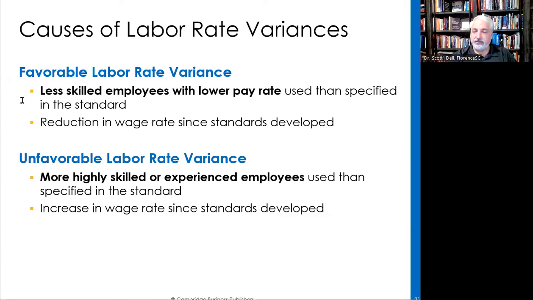Okay, so that's natural. We're going to pay a lower wage, or there's a reduction in the wage rates since the standards were developed. So maybe standards were developed at different rates, and we have maybe less costly people because we have some more automation and we don't need a skilled labor force to execute and do whatever needs to be done. Rate variance: more highly skilled or experienced employees typically get paid more than the standard, and there are increased wage rates since the standards were developed. So maybe the standards did change.